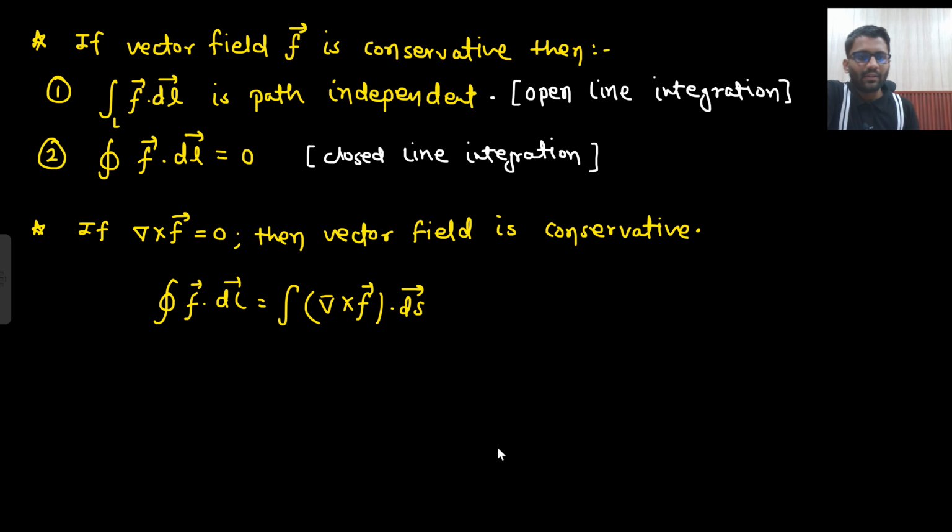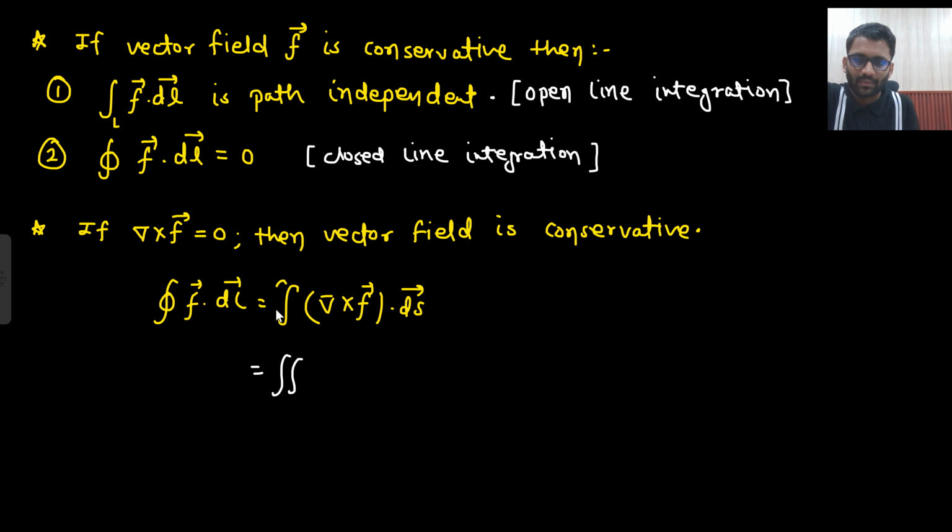Okay. Now one more thing, if your del cross f is 0, then what will happen? Closed line integration can be replaced by this, right? Closed line integration f dot dl can be replaced by this del cross f dot ds. Now my del cross f is 0. Here I can put double sign.